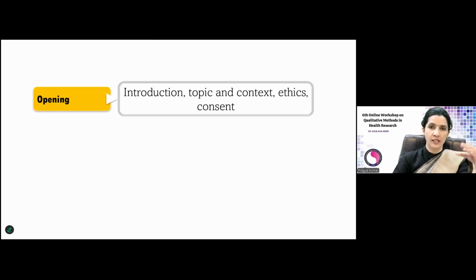So the opening section: you start your questionnaire with some introduction, some rapport building questions, and again you give them consent and inform them about the research. So this opening is basically the introduction, topics, and ethics and consent. Then comes your middle section.